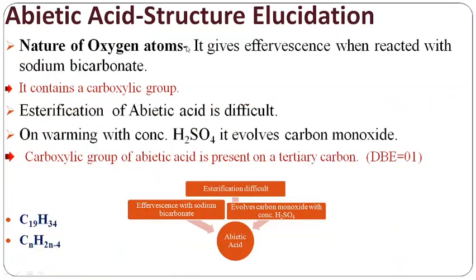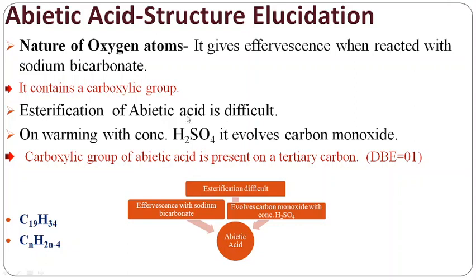Next we come to the nature of oxygen atoms. First, it gives effervescence when it reacts with sodium bicarbonate. This reaction reveals the presence of a carboxylic group. As you can see in the formula also, there are 2 oxygen atoms present, so they are present in the form of a carboxylic group. Next, chemical analysis is the esterification of abietic acid.